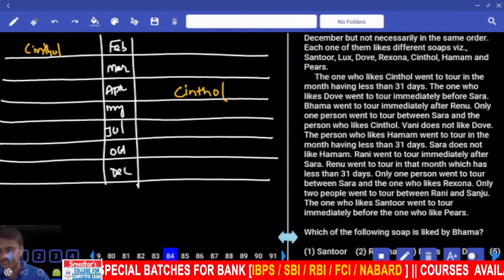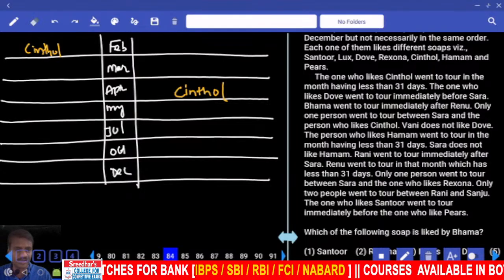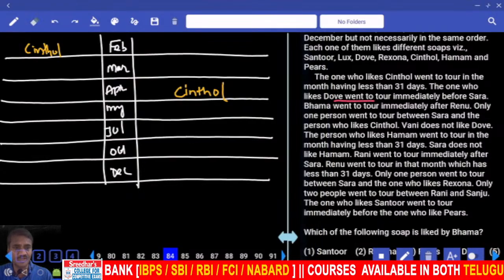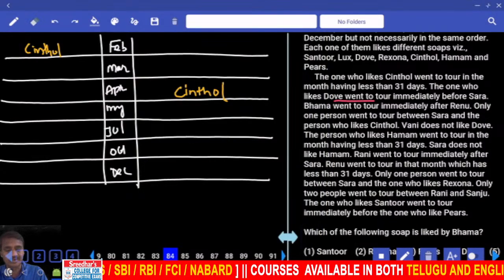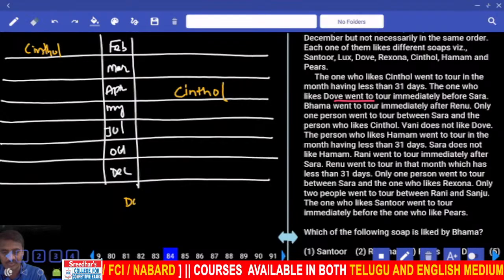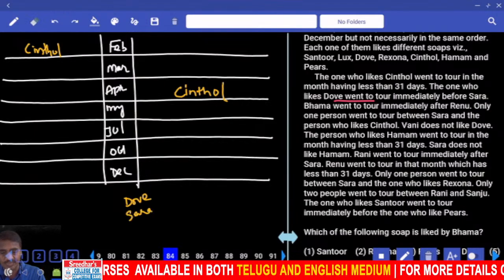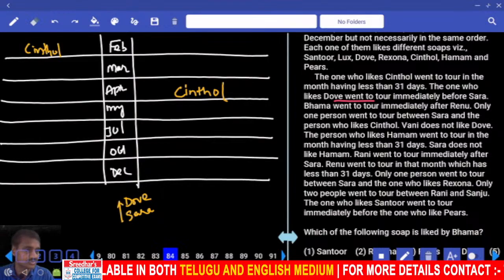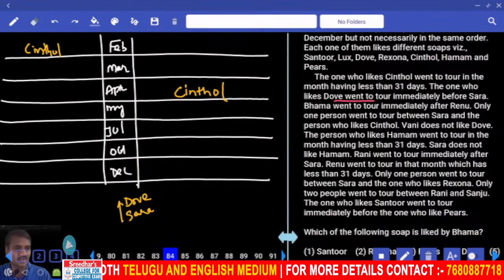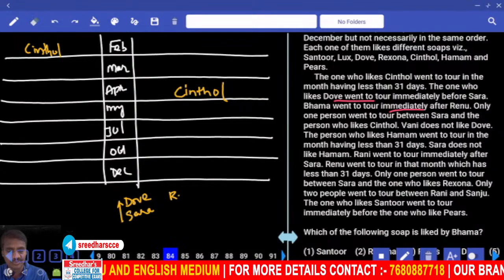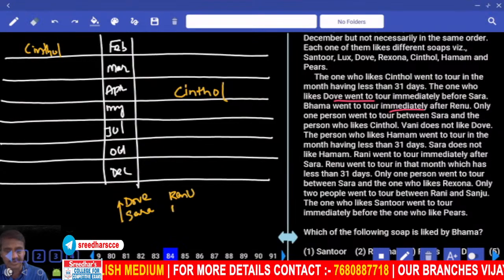And Feb and April we have. The one who likes Dove went to tour immediately before Sarah. Now the one who likes Dove is immediately before Sarah, and these two must be together like this. And Bama went to tour immediately after Renu. Now Renu and Bama are one after the other.